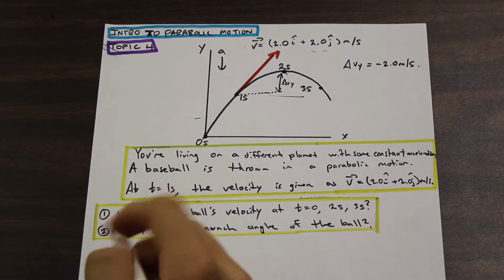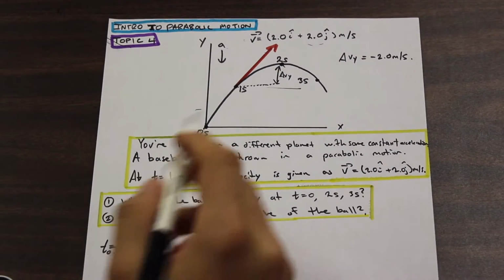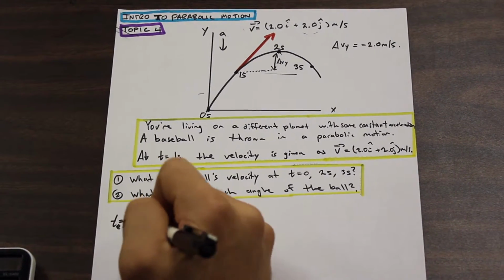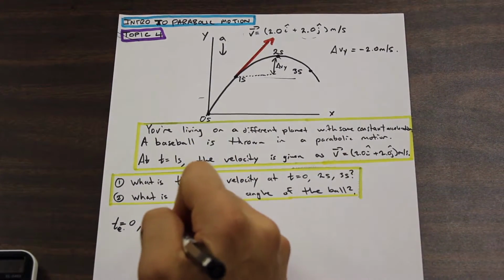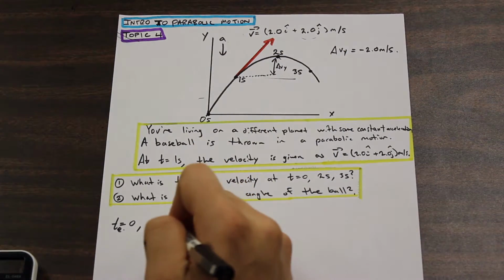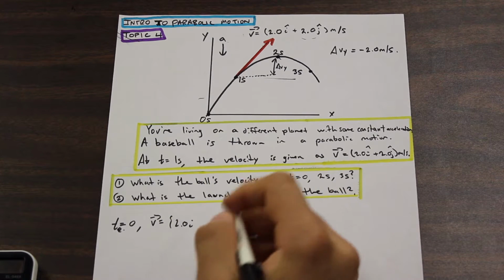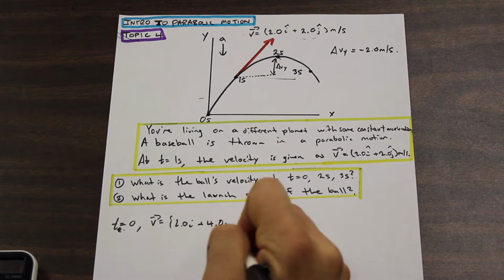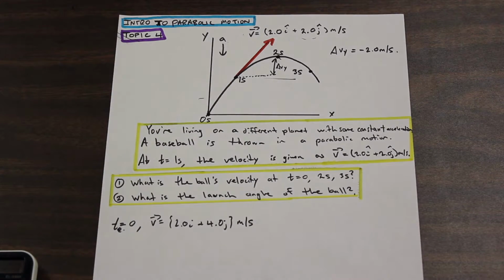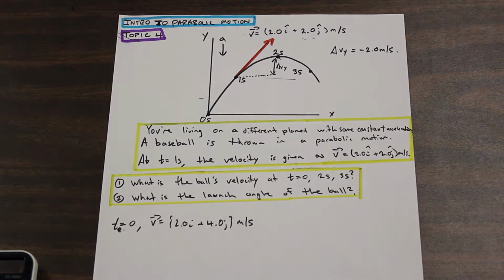So intuitively, we can see that when t is equal to 0, we'll just write that, the velocity is equal to, and the x component is not going to change. We'll say v is equal to 2.0i plus 4.0j meters per second. This is also obviously assuming that up is positive and to the right is also positive.